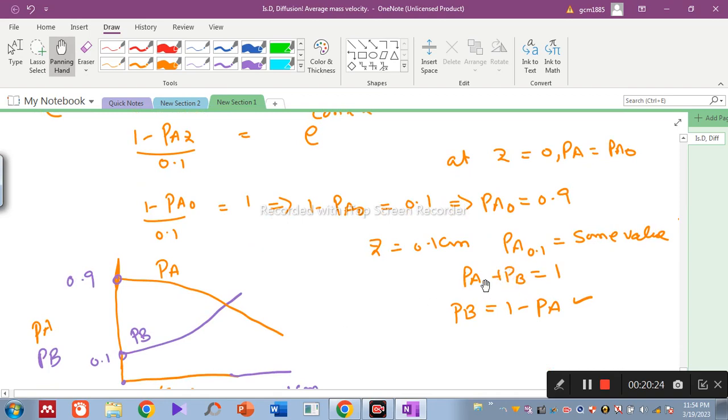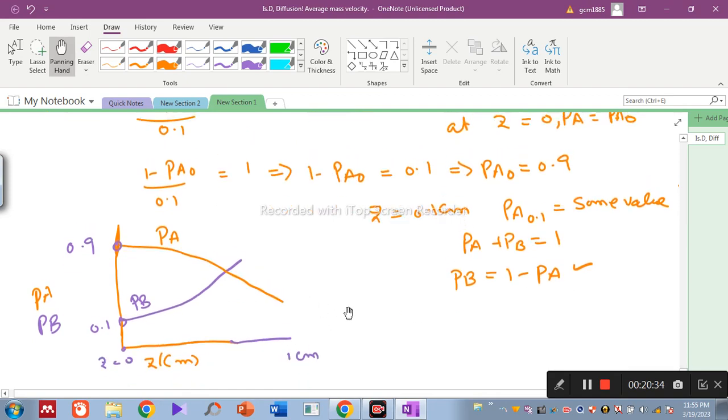The partial pressure of ammonia plus the partial pressure of air will be equal to 1, which is 1 atmospheric pressure. So P_B will be equal to 1 minus P_A. So this is the graph along the diffusion path, 1 centimeter. When Z is equal to 0, P_A is equal to P_A0, which is 0.9 atmospheric pressure, and P_B will be equal to P_B0, which is equal to 0.1 atmospheric pressure.